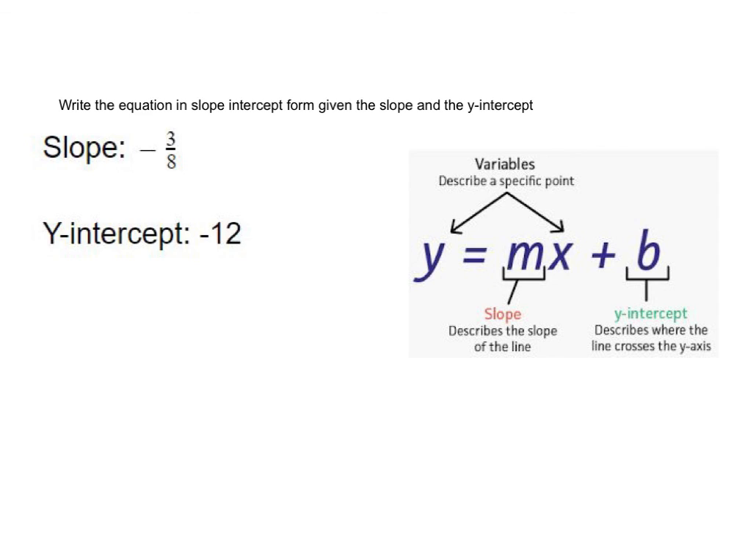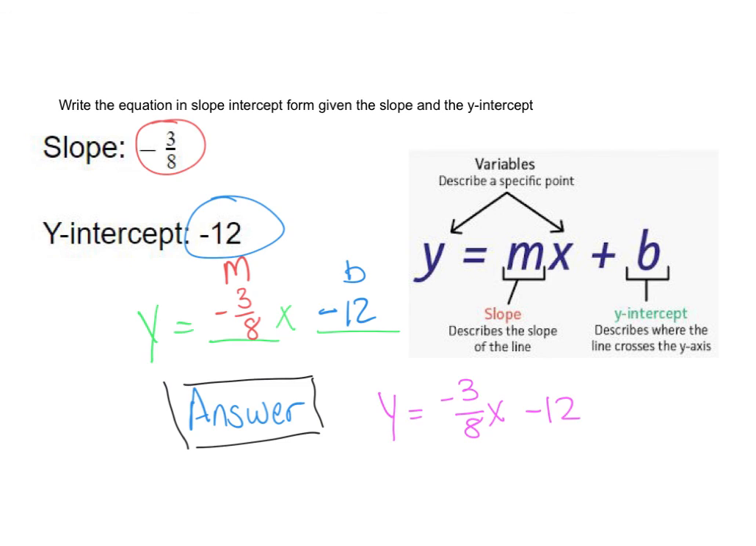Here is one last example. Why don't you press pause, see if you can answer the question, and then press play to see if you got your answer correct. Pause your video now. So your final answer should be y equals -3/8 x minus 12.